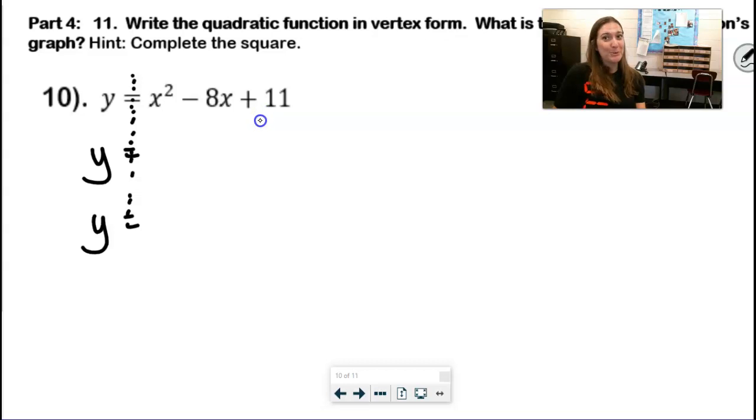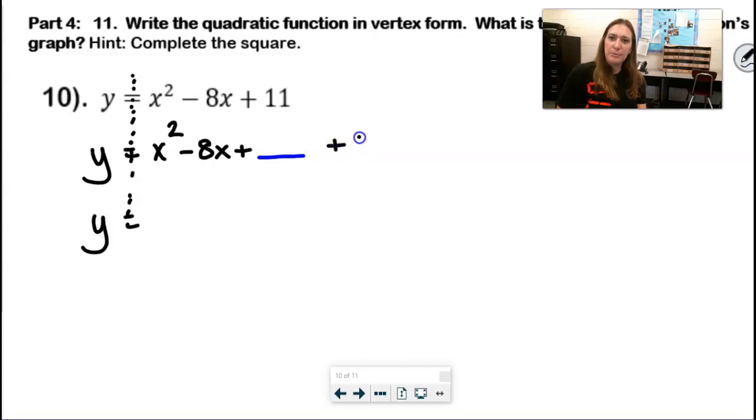Okay, the next thing we're going to do is normally I would move the 11 away from the other stuff, but my one rule was I can't touch the left side, so I won't be able to subtract 11. Instead, I'm going to space the equation out a little bit. I'm going to write x squared minus 8x, and then I'm going to go ahead and put down that blank because we know we're going to complete the square. And then I'm going to kind of shuffle the 11 down the problem a little bit.